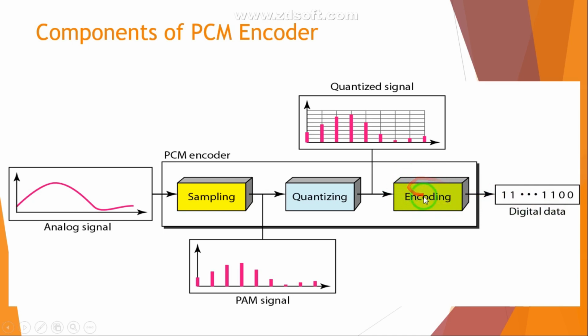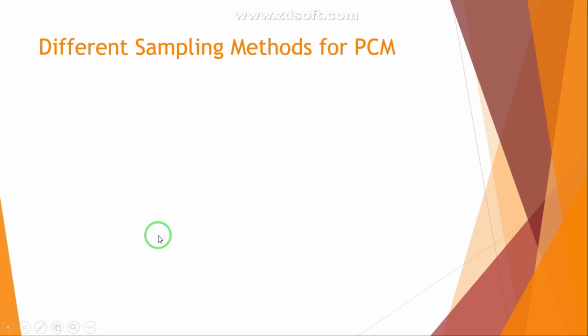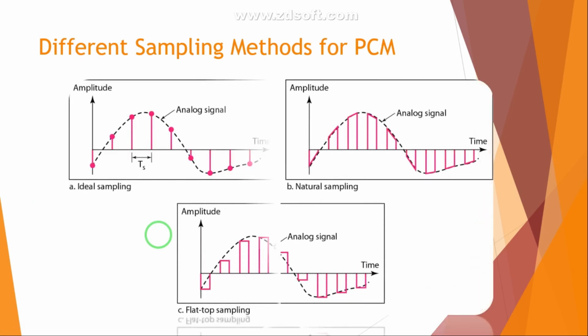By using encoding, we are going to assign some coding to these particular samples, like 110, 1110, depending on the number of quantization levels. Now, what are the different sampling methods for PCM? There are 3 techniques: ideal sampling, natural sampling and flat top sampling.